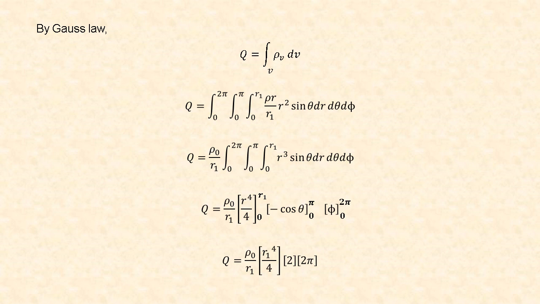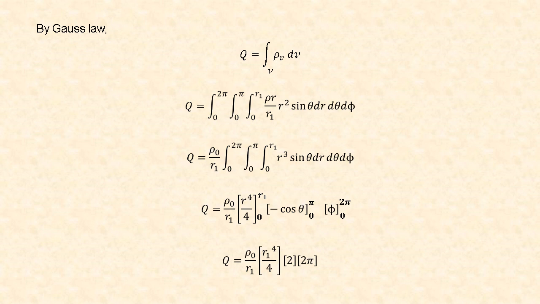Taking the constant terms outside, that is rho naught by r1, we have integral of 0 to 2 pi, 0 to pi, 0 to r1 of r cube sin theta dr d theta d phi. So integrating this, we have rho naught by r1, integral of r cube is equal to r to the power 4 by 4 with limits 0 to r1, integral of sin theta d theta is equal to minus cos theta with limits 0 to pi, integral of d phi is equal to phi, limits 0 to 2 pi.